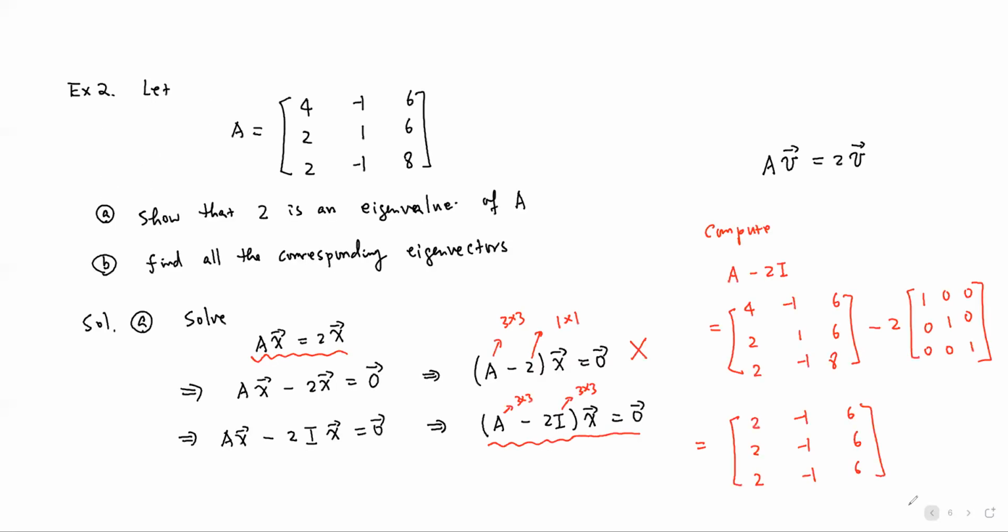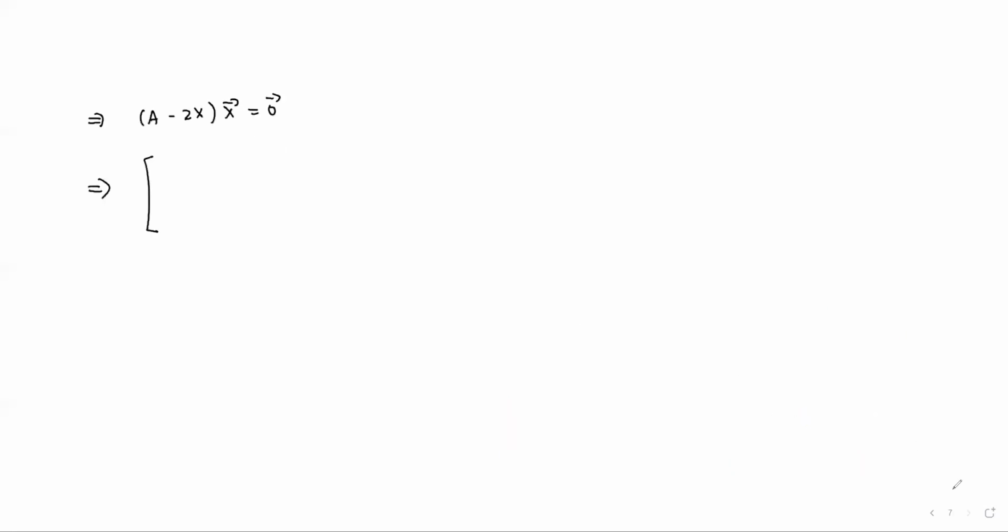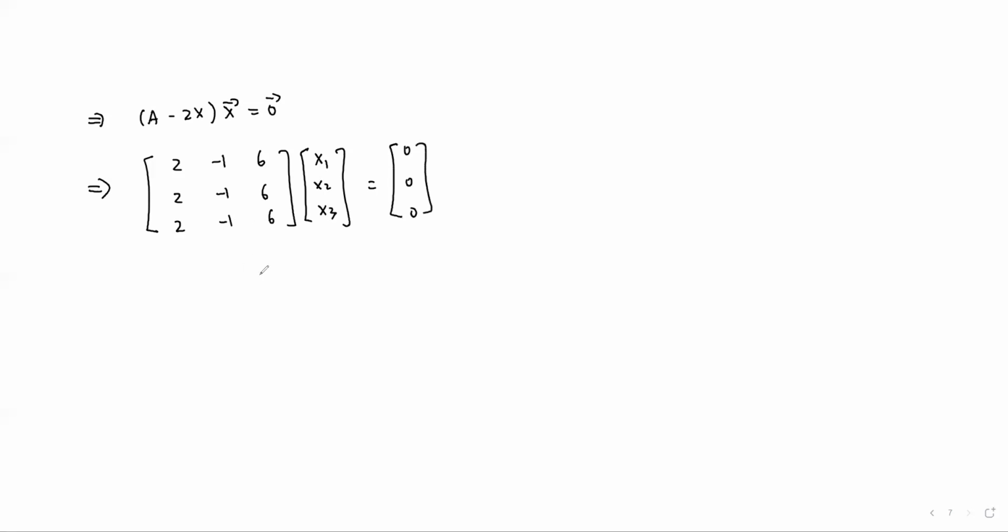So we have (A minus 2I) times x equals 0. It is a linear system whose coefficient matrix has every row equal to 2, negative 1, 6. The unknowns are x1, x2, x3, and the right side is 0, 0, 0. Now solve this linear system to see whether or not we have a non-zero solution.